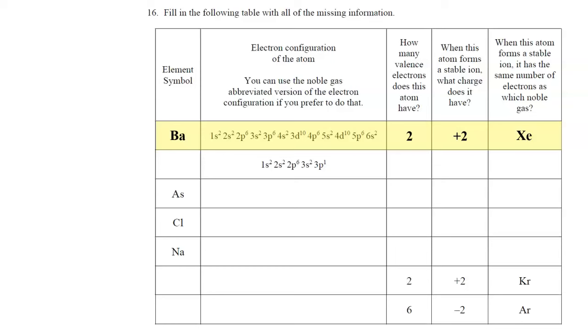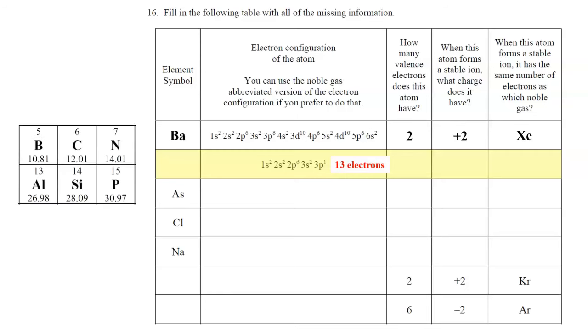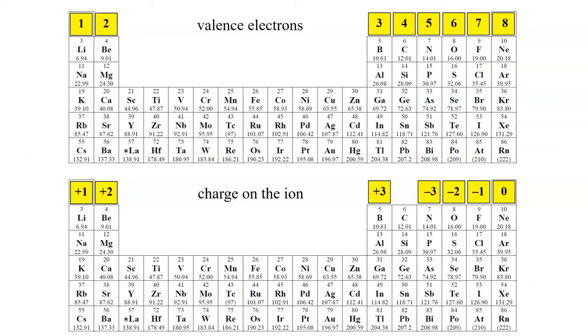Moving on to the next row of the table, I will start by adding up the total number of electrons from the electron configuration, and that total number of electrons is 13. So on the periodic table, the element that has atomic number 13, that is aluminum, which has the symbol Al. In terms of valence electrons and the charge on the stable ion, this is the pattern for valence electrons and the charge on the ion.